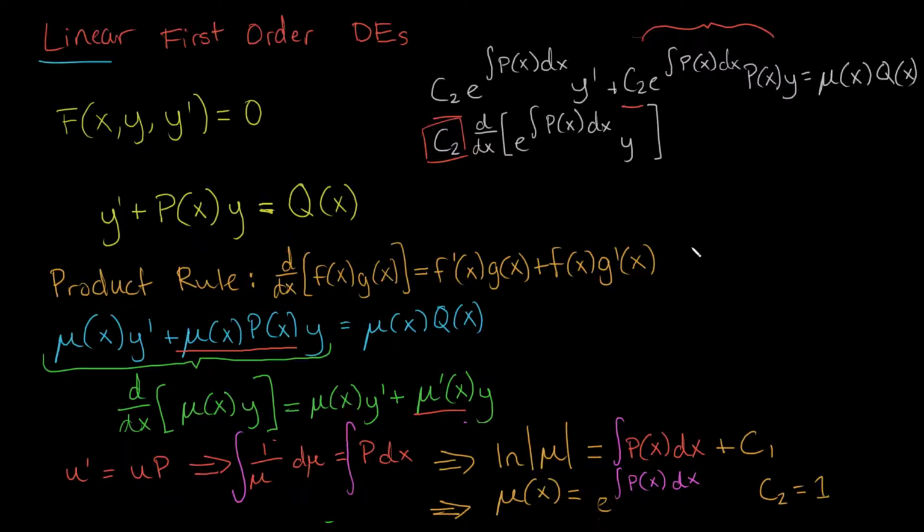And by setting c2 equal to 1, the final value for our equation becomes that the derivative with respect to x of e to the integral of p of x dx times y equals e to the integral of p of x dx, just expanding out mu here, times q of x. And if we take the integral of both sides and divide by this e to the integral of p of x dx, we'll be left with an expression for just y.